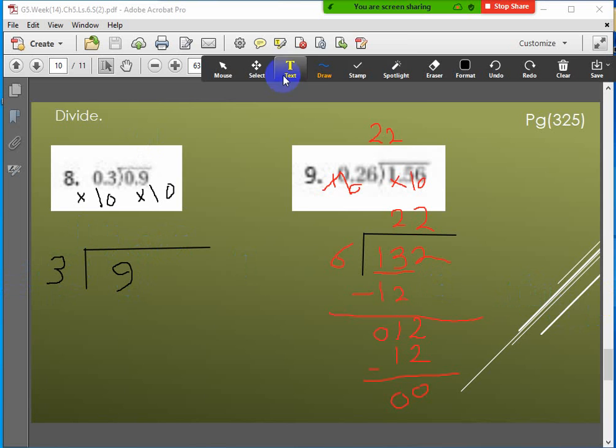9 divided by 3. I think it will be very easy. Very easy for you. 9 divided by 3. Yes. Equals what? Equals 3. Very good. Thank you, Rinat. So the quotient for this division is 3.